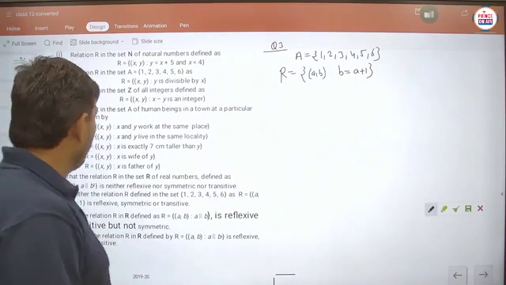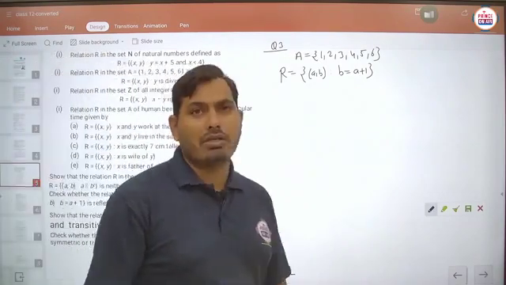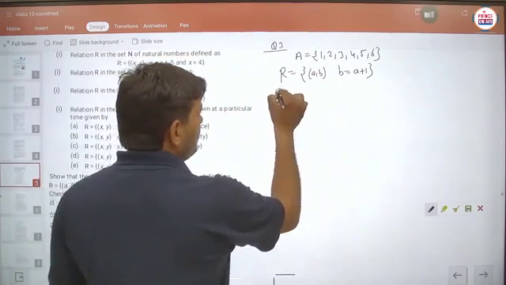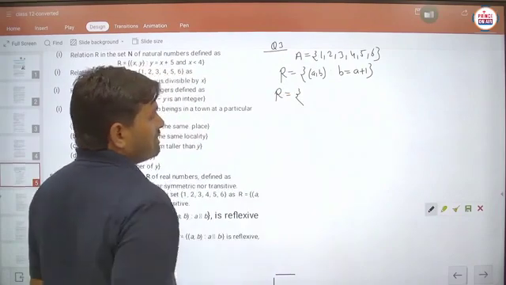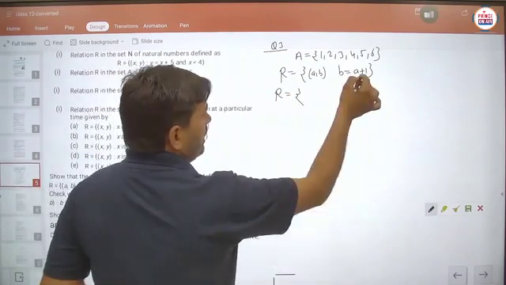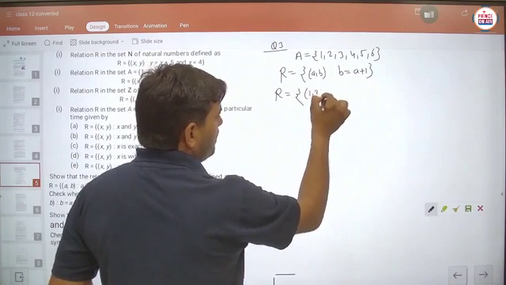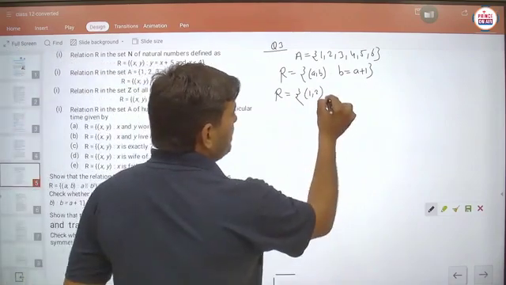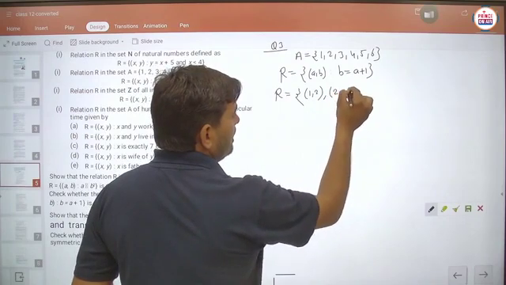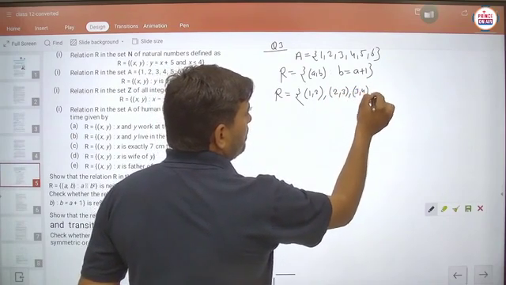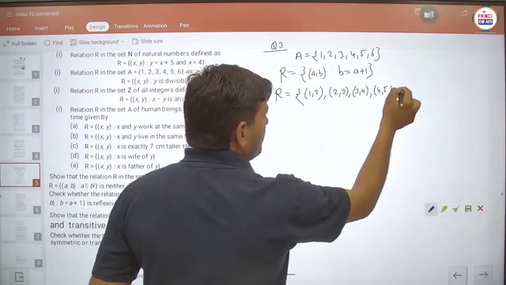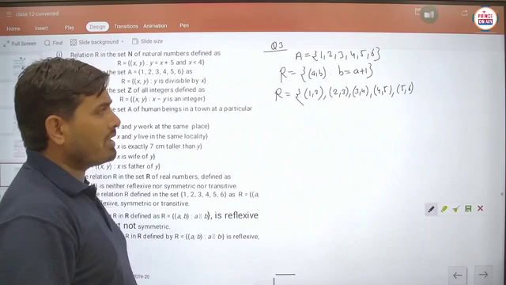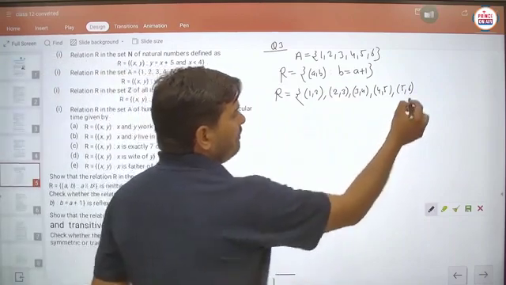Now student, we have to check whether the given relation is reflexive, symmetric or transitive. So it is a very basic question. First of all we have to write the roster form. So if A is 1, then B will be 2 because B equals A plus 1. Next, 2 will be there, then it will be 3, 3, 4, 4, 5, 5, 6. Now the next 6 you cannot take because this relation is defined on set A.